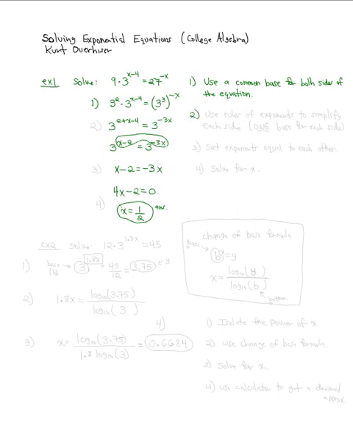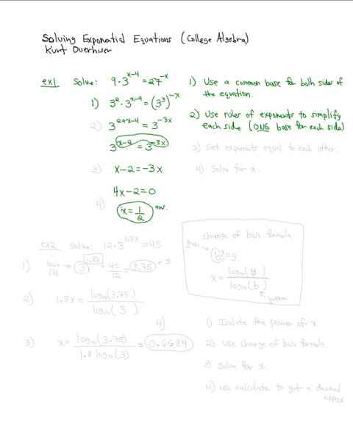Step 2 is to use the rules of exponents to simplify each side of the equation, and then the key here is to have one base for each side.